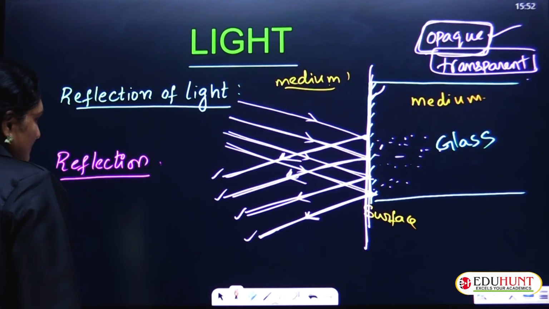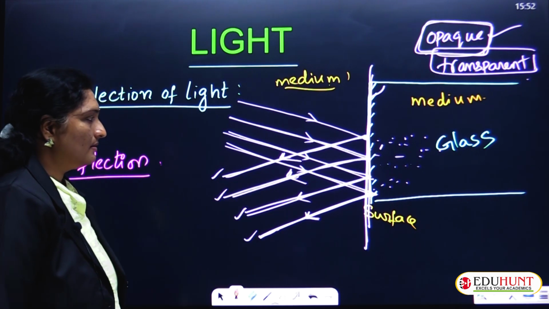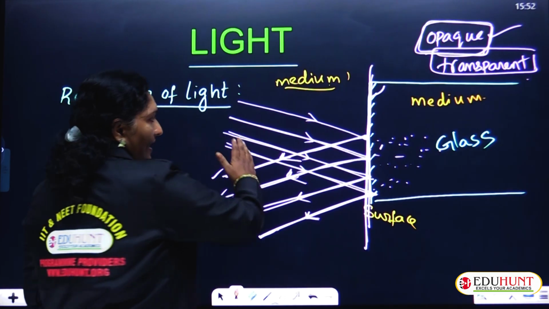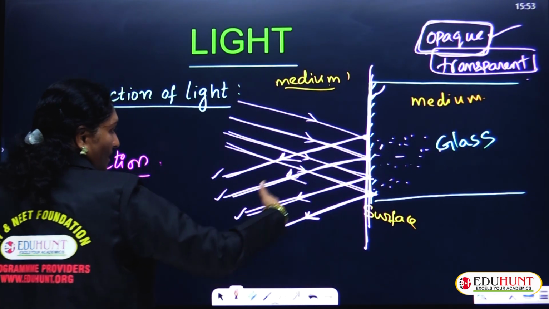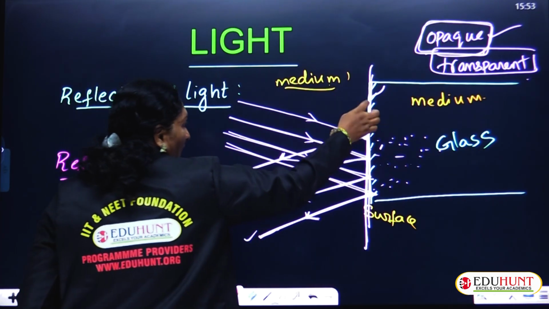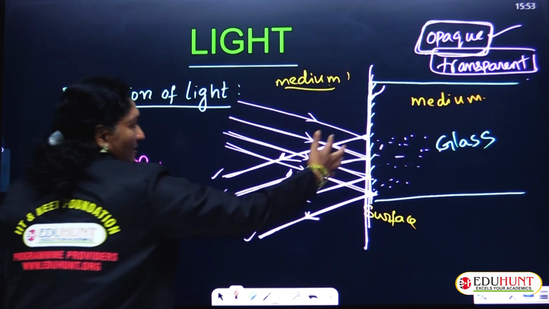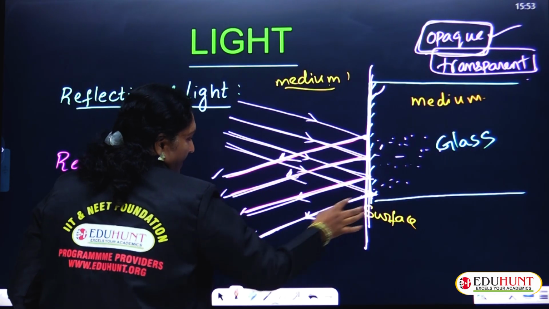What is reflection? As I said just now, these are the light rays. The return of light, what is the thing? This light ray after falling is returned back to the same medium. So the return of light into the same medium after striking the surface. These lights are called your reflected light rays.